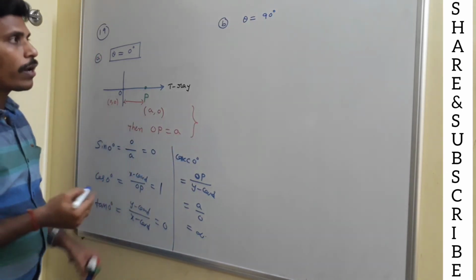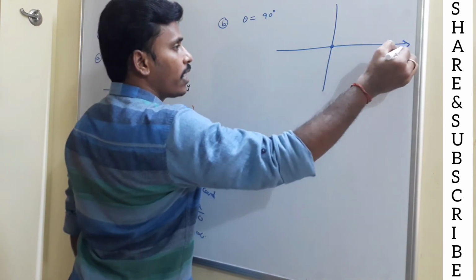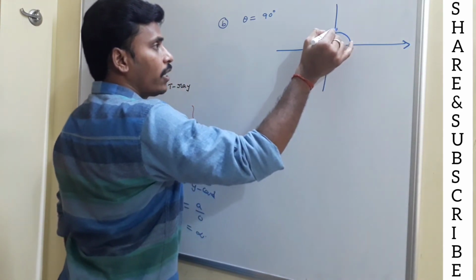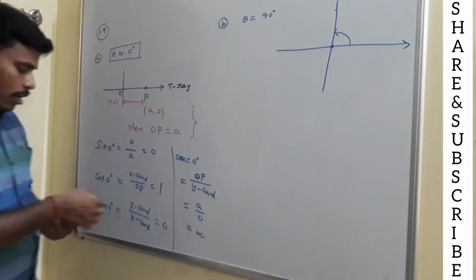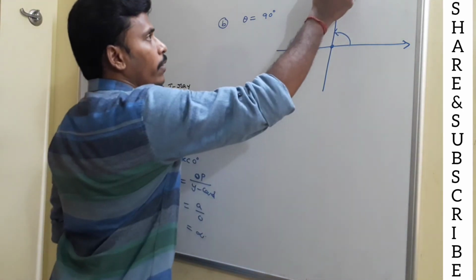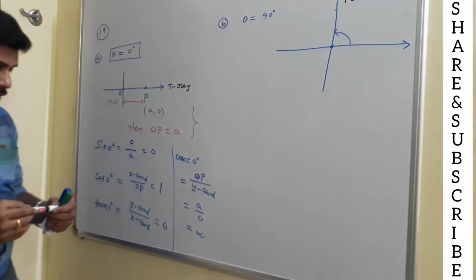If theta is equal to 90 degrees, how will the coordinate be? So this is the coordinate system and this is the initial ray. For an angle of 90 degrees you need to stop here, and this positive y-axis is now our required terminal ray. Since this is the required terminal ray, what do we need to do?